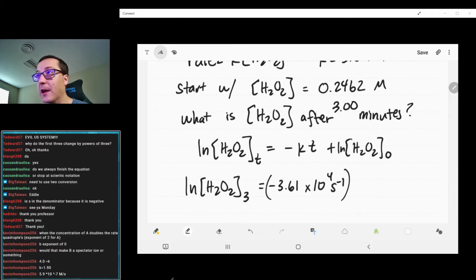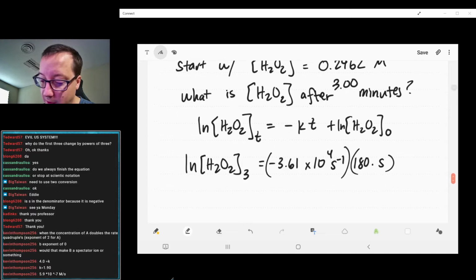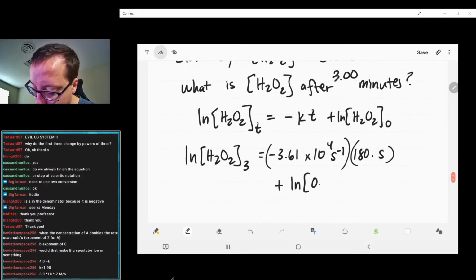Aha, we have a problem. We have 3 minutes, but our units of the rate constant are in seconds, so we should have our unit of time also be in seconds. There it is, 180 seconds. See how clever I was? Very smart. So it's going to be that. That's going to be our negative kt term plus the natural log of 0.2462. I should not be using brackets there.